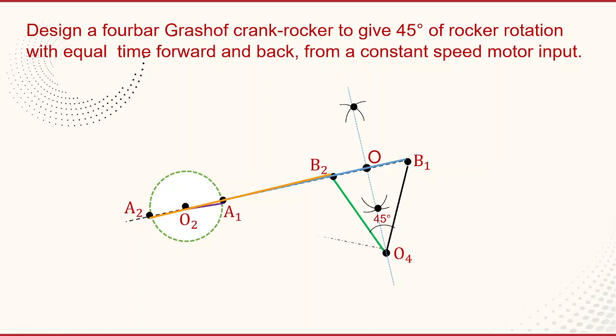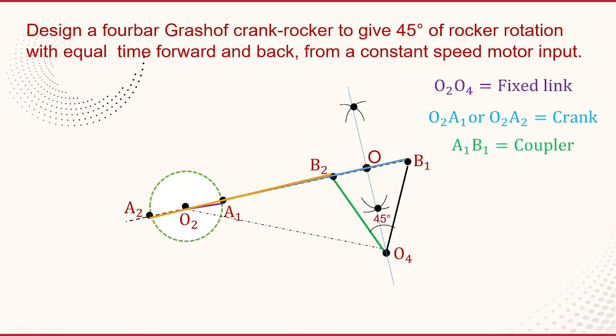Okay, now join O2 and O4. That acts as a fixed link. O2A1 or O2A2 acts as a crank. Then A1B1 or A2B2 is a coupler. Then O4B1 is a rocker.